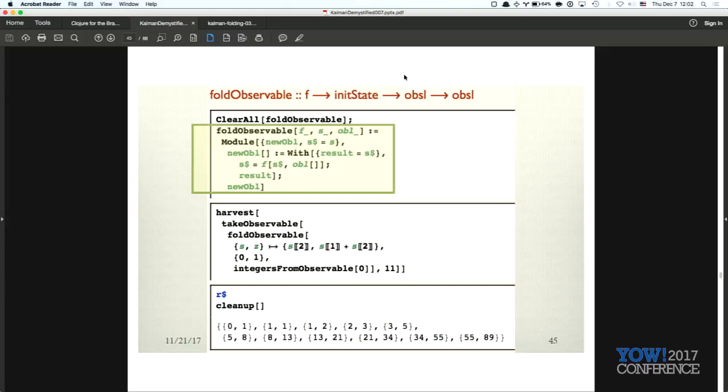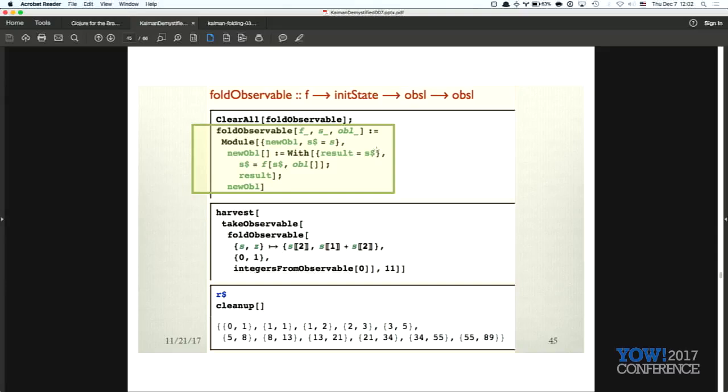Same signature: binary function, initial state, give it an observable, and you get a new observable. What's an observable? If you remember Rx, an observable is a gadget where you subscribe an observer. It's a representation of asynchronous data. An observer is a callback, but the abstraction of it is exactly the same as a list or as a stream. What fold observable does is take a binary function, an initial state, an old observable, and it gives you a new observable. You subscribe to that observable and you get updates.